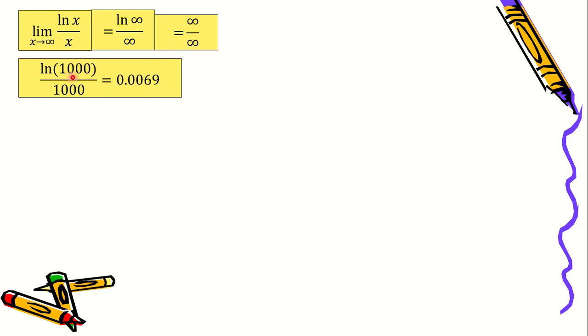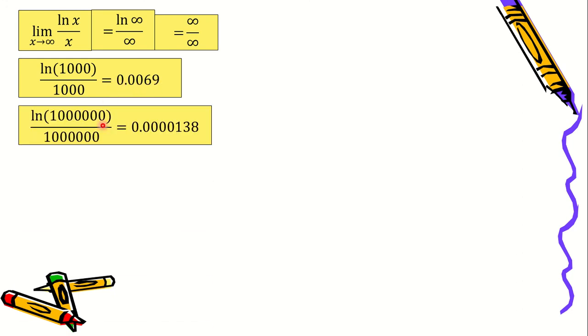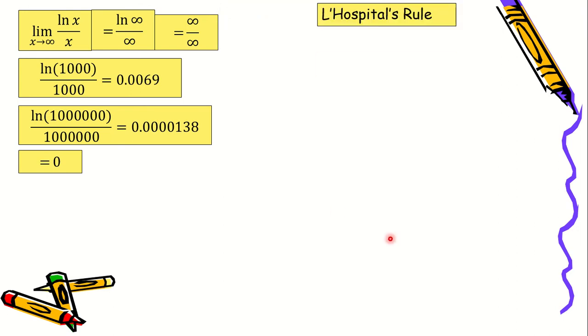Let's say 1000. So this is equal to the natural logarithm of 1000 divided by 1000 is equal to 0.0069, which is close to 0. So let's try a larger number. Let's say 1 million. So the natural logarithm of 1 million divided by 1 million is equal to 0.00000138. So therefore, we could say that the limit is approaching 0. Okay, so let's use L'Hospital's rule to confirm the answer.